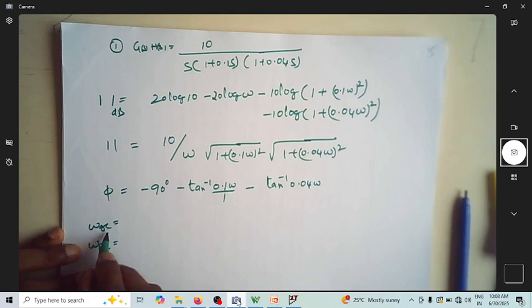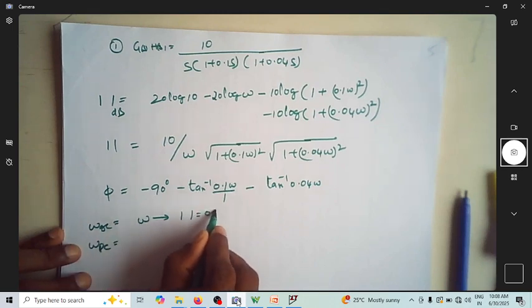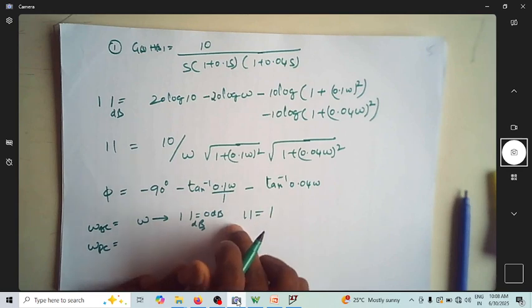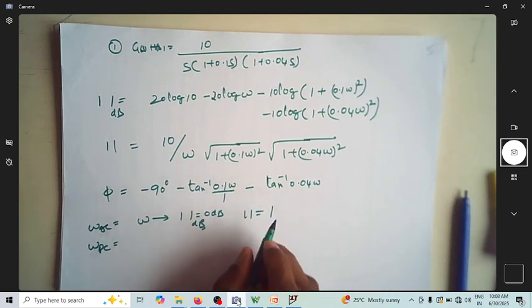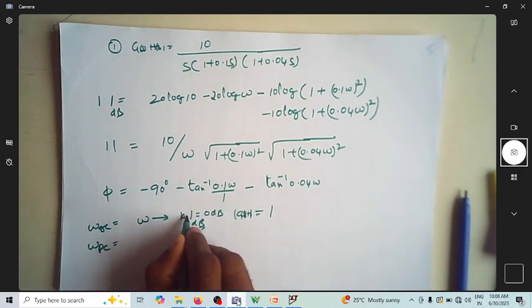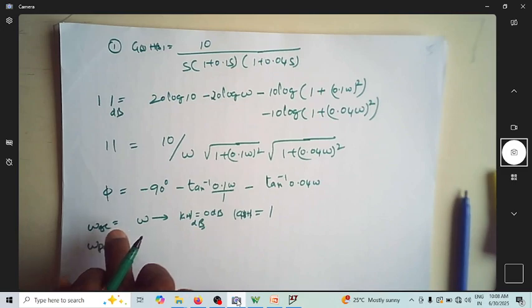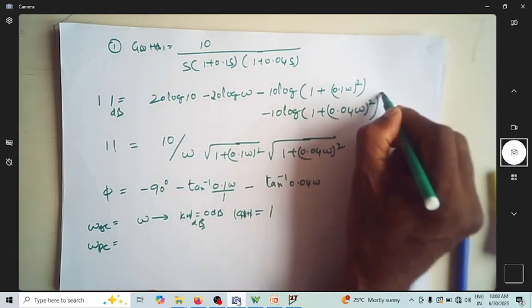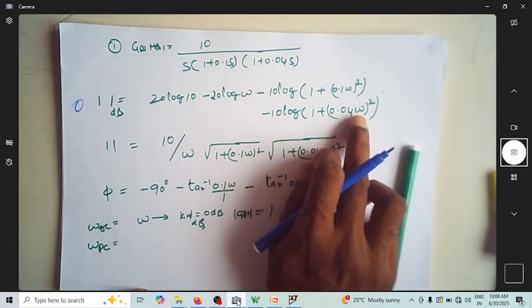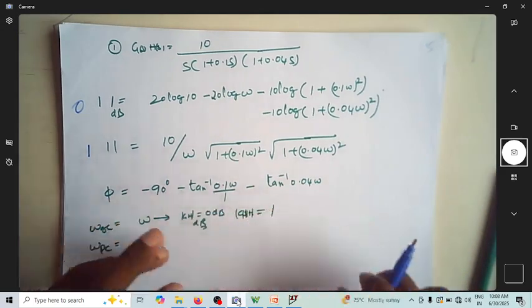So what is omega GC? It is that omega where the magnitude is 0 dB if it is in terms of dBs, or the magnitude is 1 if the magnitude is in absolute value. So what is this magnitude? It is G(s) into H(s) magnitude. So this is GH magnitude. If it is in dBs, it is 0 dB. So now how to get this value? You use this equation, equate it to 0, and you'll get omega GC. You equate this to 1, you'll get omega GC. So both omega GC will be the same.